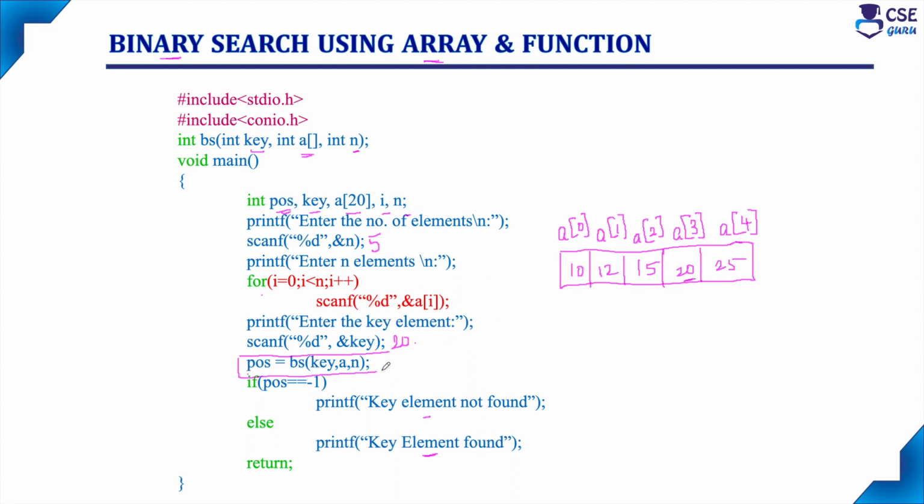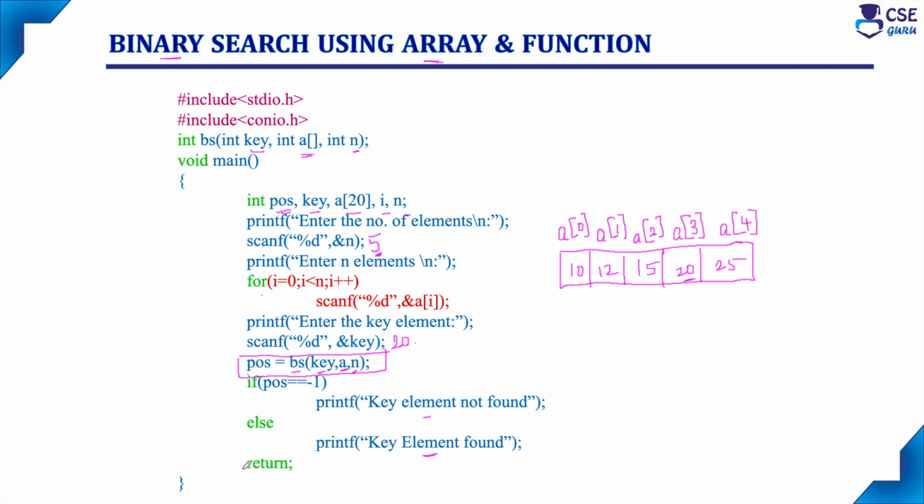Next, the user-defined function binary search is called with 3 parameters. The key element is 20, and a is nothing but the complete array. Here we are passing the whole array, so it is enough to mention only the array name in the function call. Only in the function declaration and function header do we specify the array with empty square brackets. It is not required to specify the size anywhere, in the function declaration, function call or function header. And n, the value is 5.